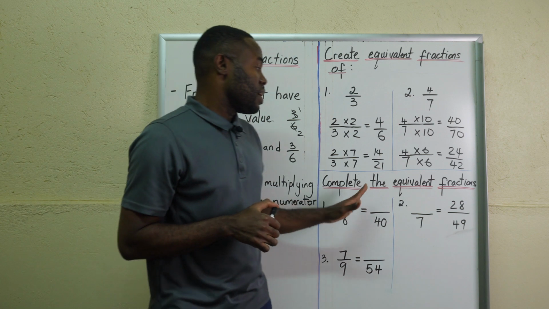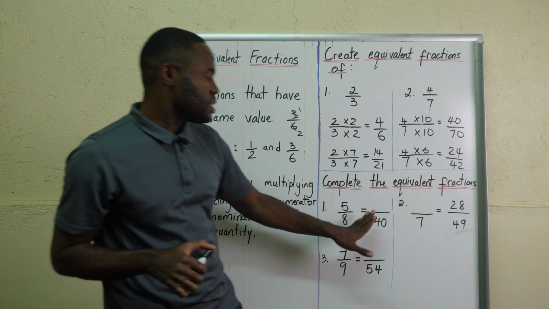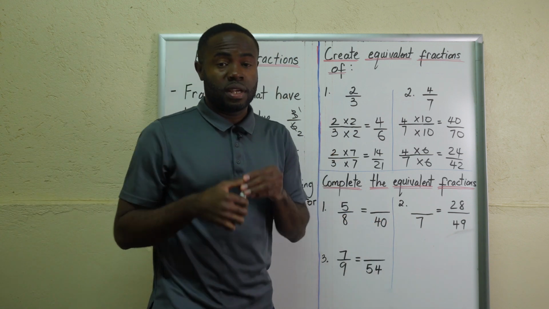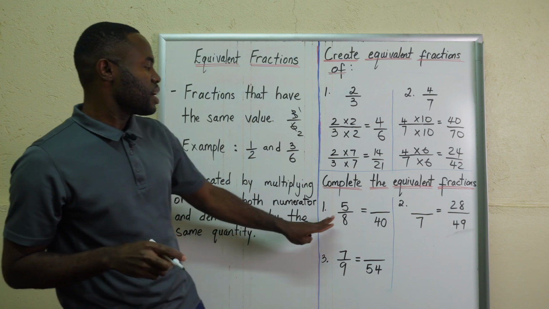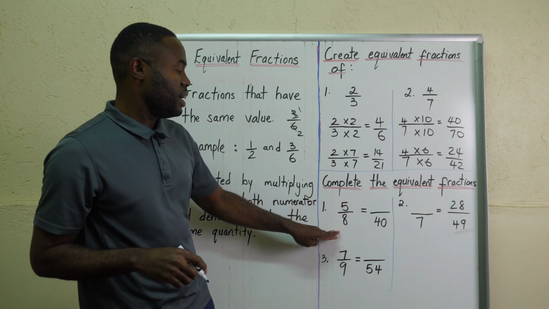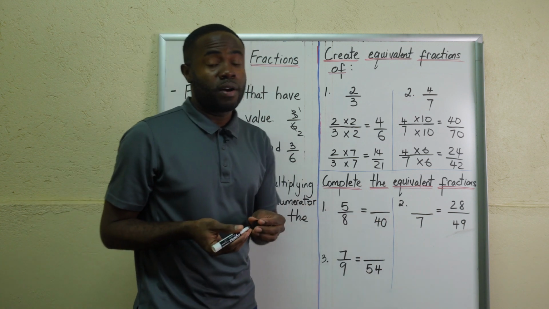Now we're going to continue on equivalent fractions, but this time around we need to find the missing quantity that would make all these fractions equivalent. Let's look at the first one. So we have 5 over 8 is equal to blank space over 40.